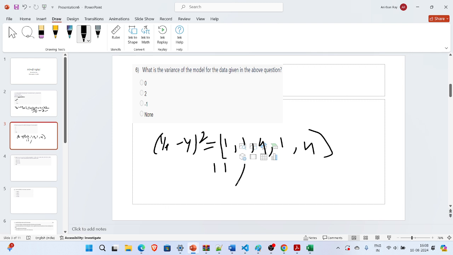The option is not there, I think, that we want. So it is 2.2, so maybe none of these. 2.2 is the answer we are getting. The variance formula is the expectation of y minus the expectation of y, whole squared, where the expectation is the mean. Maybe the options aren't that great; none of these should be the answer.